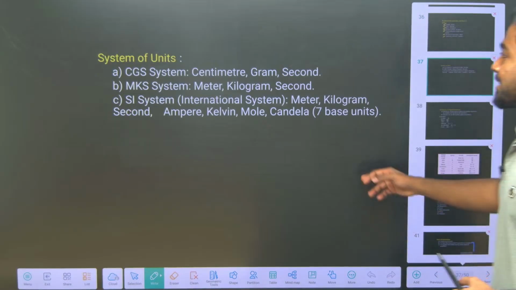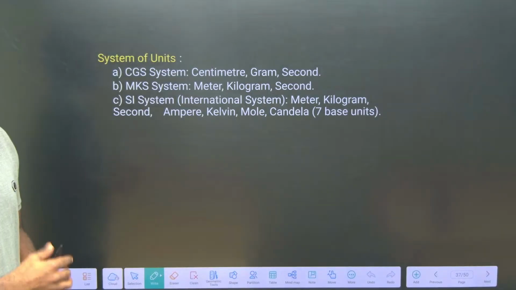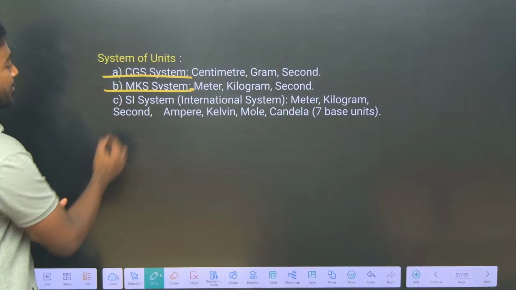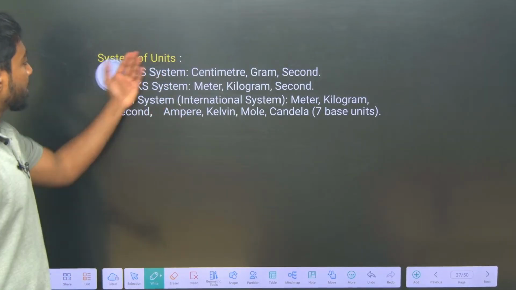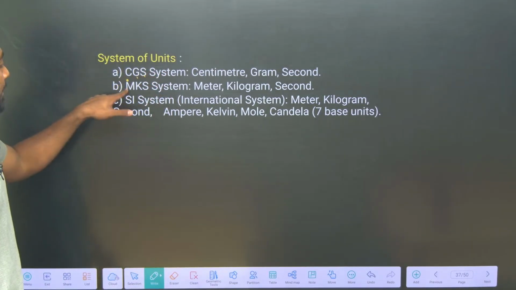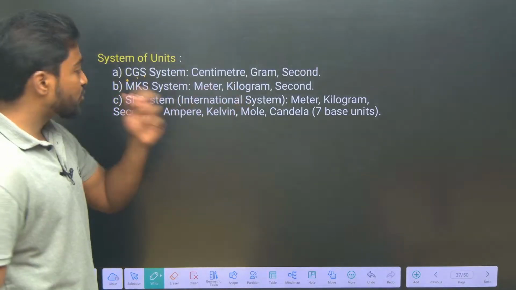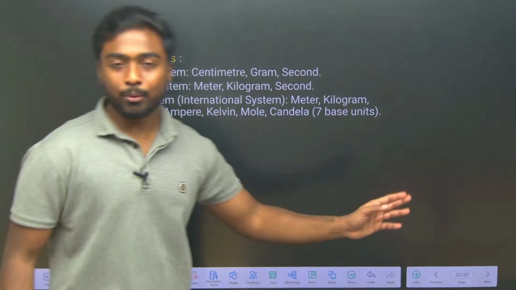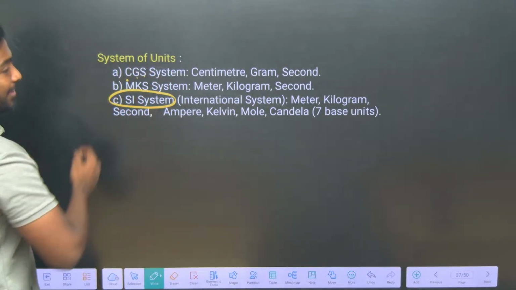Now, systems of units, how we can take a unit in different ways. The first one is CGS, second is MKS, and third is the SI unit. What is the meaning of CGS? Centimeter gram second. MKS is meter kilogram second. The SI unit is an international system in meter, kilogram, second, ampere, Kelvin, mole, candela, the 7 base units we have seen. The same should be used in the SI system.